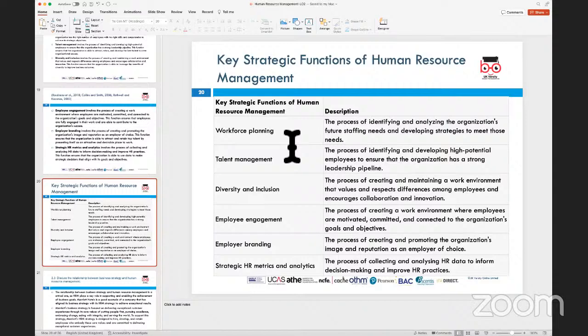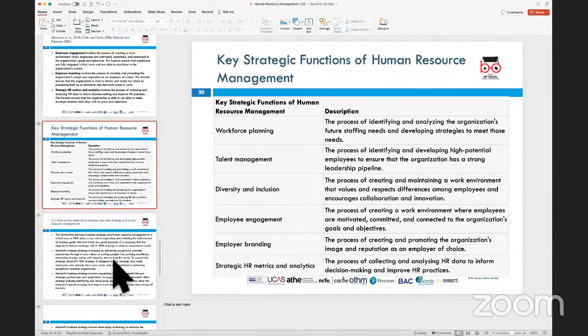Now, I've drawn up a bit of a table which helps you summarize the strategic functions of HR, giving a lighter description of how each of these functions contributes to being strategic in nature. And then by taking up an example, you would be able to complete this part of the assessment criteria. Is that okay? Any questions on this so far?